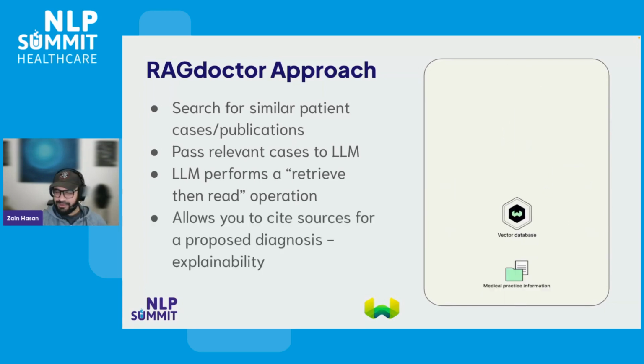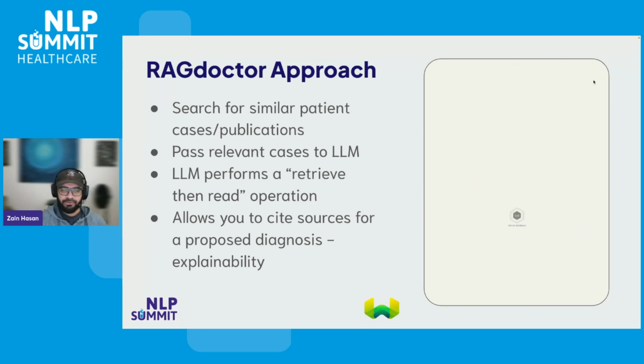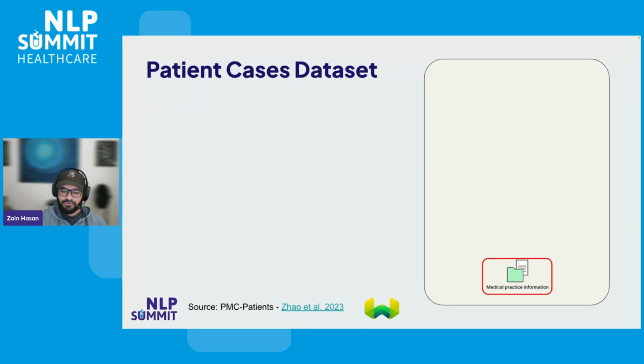And this allows you to cite sources because you know exactly which documents you retrieved from your knowledge base. And so that can be cited when the language model makes its proposed diagnoses, right? So it is explainable in a way. So what I want to do is deconstruct each one of these step by step. Right? So where do these come from?